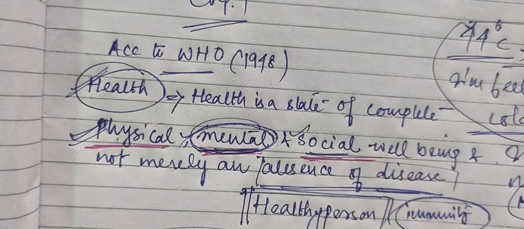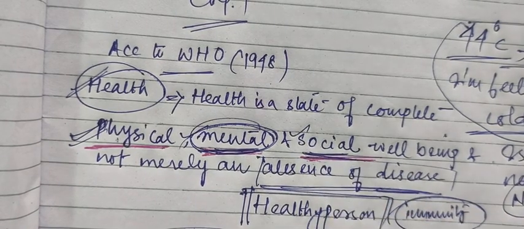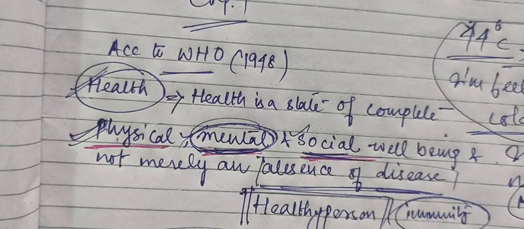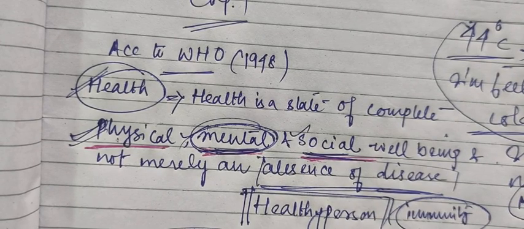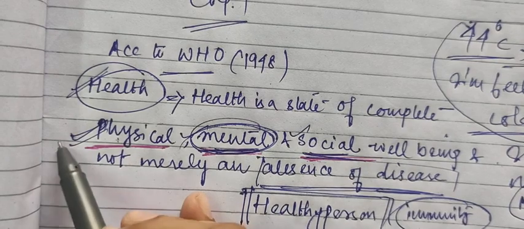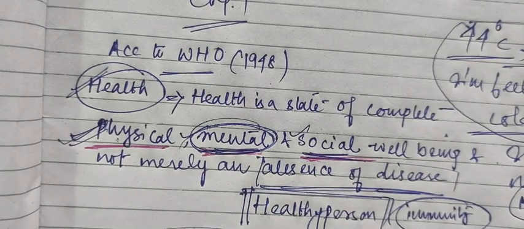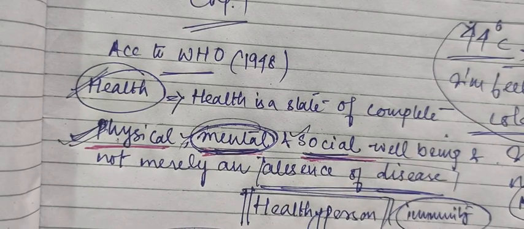And right now it's a very serious issue that we should all be aware of our mental condition. Next is social well-being. Social well-being means that in the society we should maintain one standard. Suppose I don't have any disease, I am well mentally, but socially I am not well. So it also means disease. It also means that we are not healthy.